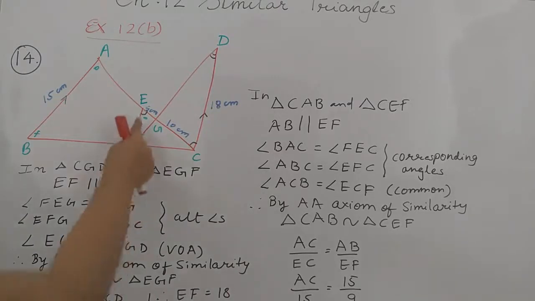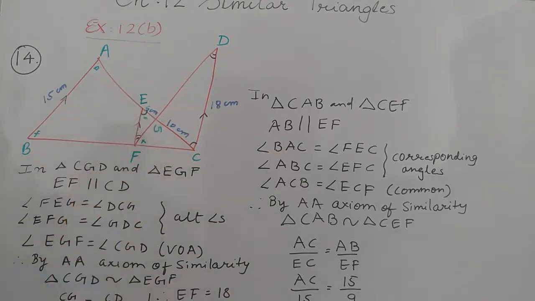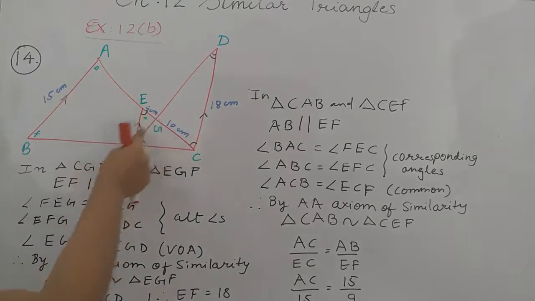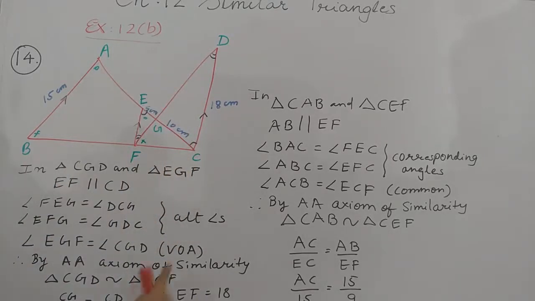Then the in-between angles, EGF and CGD, are forming vertically opposite angles. So three of the angles of the triangles are similar, or you can say equal in measure. So by the AA axiom of similarity, triangle CGD is similar to EGF. I have first completed the proof of how they are similar.